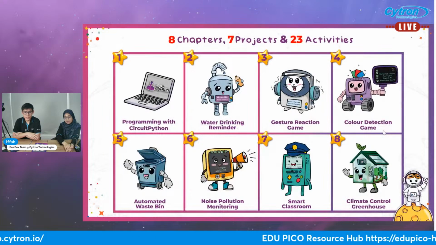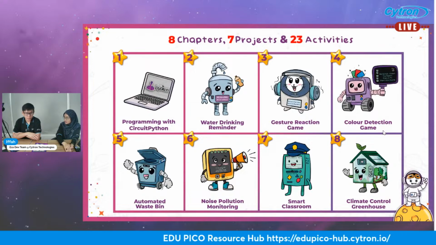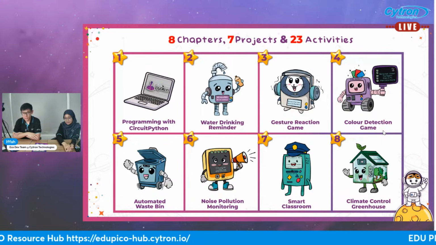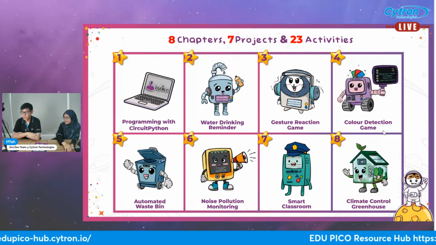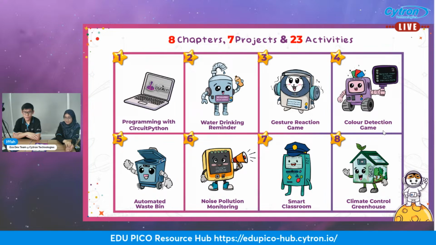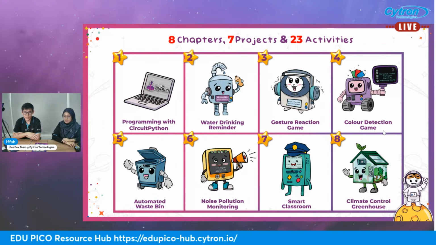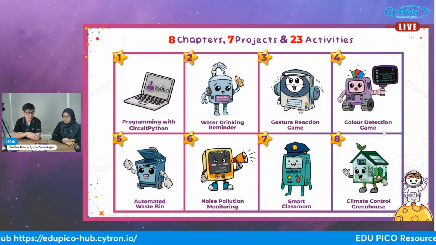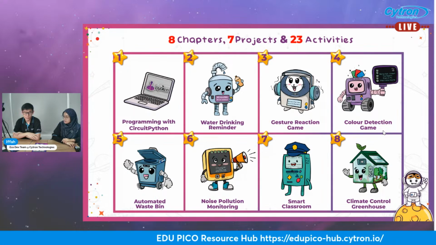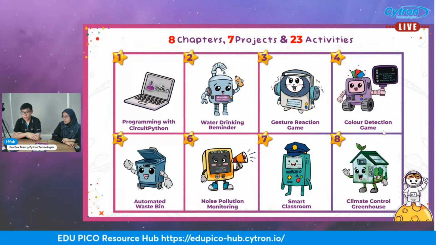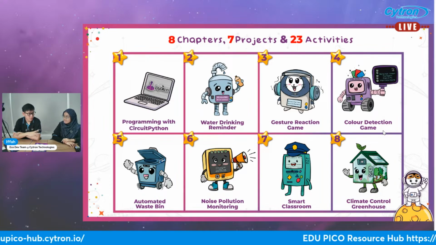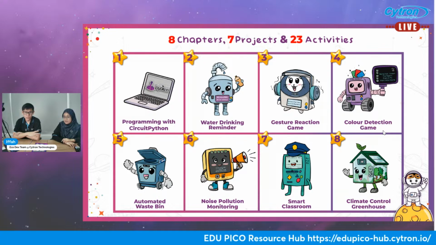So in the book, we will go through 8 different chapters, right? Depending on the time that we have. So that's the goal for today. We have 8 chapters. The first chapter is to program with CircuitPython. We will do a very simple hello EDU PICO code on CircuitPython or on Thonny IDE, as well as show you how you can install the software easily. And then in chapter 2, we will go through water drinking reminder. But we are not going to work on the project. Instead, we will go through the basic components, what components we need to complete the water drinking reminder.